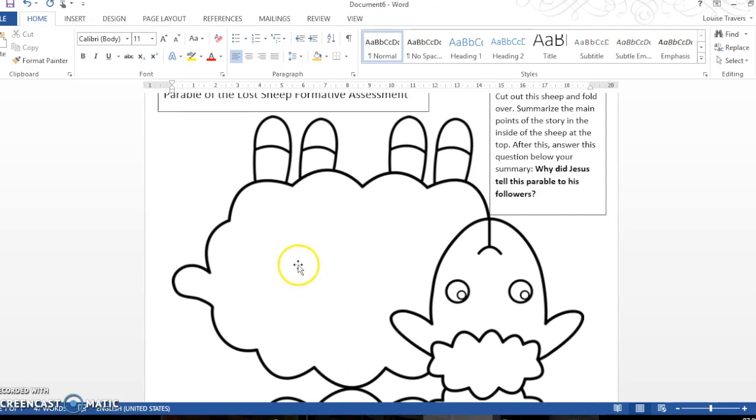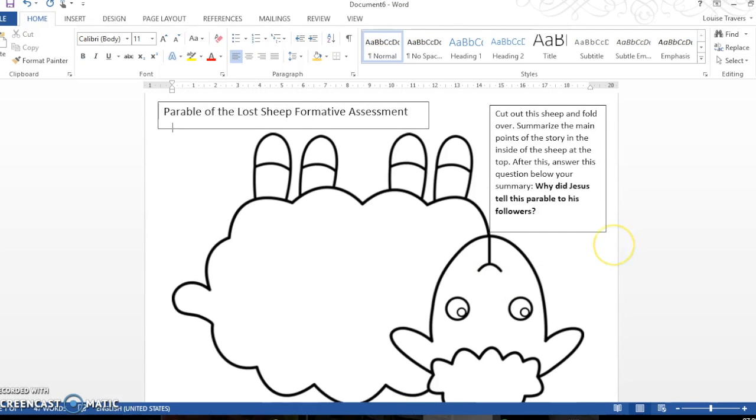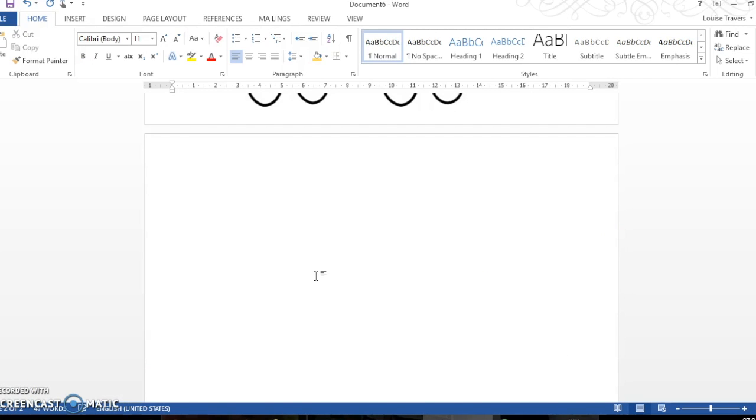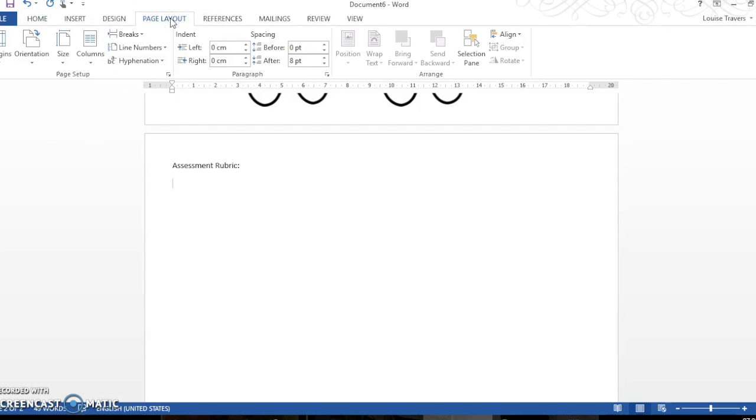Okay, so the next thing that I have to do is I need to make my rubric. So I've come onto a new page and I'm going to write my assessment rubric down here. So something that I think about when I am making my rubric is, am I going to make it so that I give it to the students at the time of the assessment, or am I just going to keep it and refer to it myself?